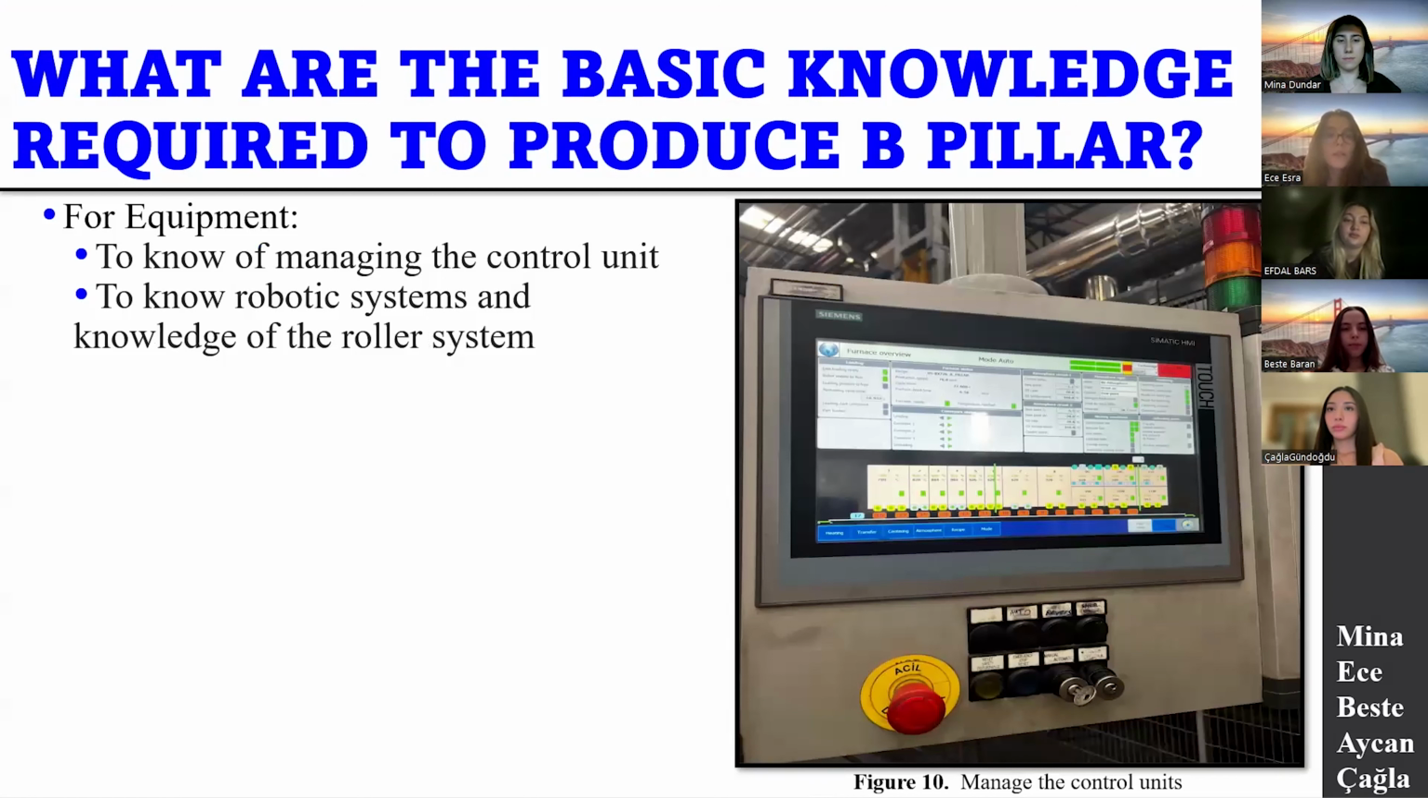For equipment, you need to know how to manage the control unit. Maintaining stable welding parameters requires mastering the control unit and managing it well. You also need to know the robotic system and the roller system, because the cold sheet metal helps prevent corrosion, so focusing on a cost-based process is crucial.